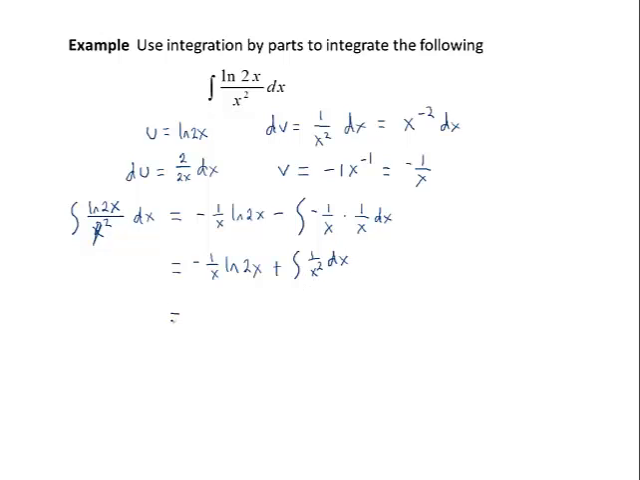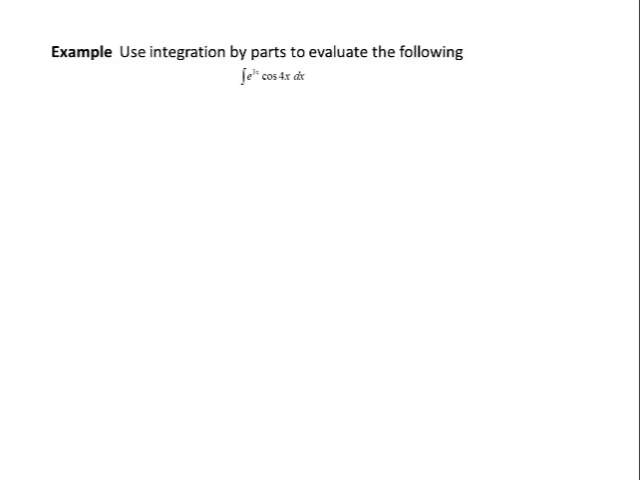Our final step, because all we have left to do, is to integrate this 1 over x squared dx. That gives us negative 1 over x times the natural log of 2x, minus 1 over x, and then don't forget your constant of integration. Now let's see if we can come up with another example here.